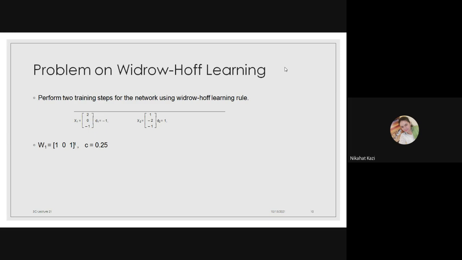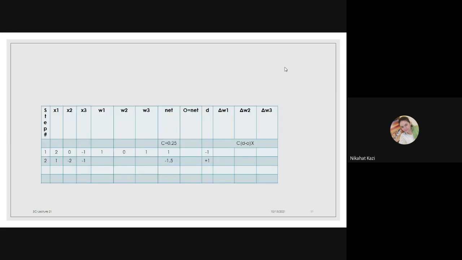The table is there for you. X1 is there, X2 is there. The same patterns, the same problem. The only thing is, instead of delta learning, we'll be using Widrow learning. Everything is given in the table. Now we know O is nothing but net, because we do not have any activation function in the case of Widrow learning. D is given to you, and we have the weight update equation also given here: C times D minus O times X. So you have to answer now.